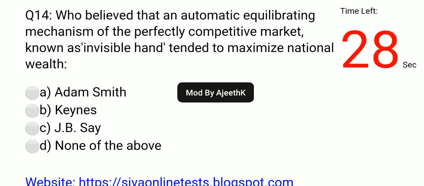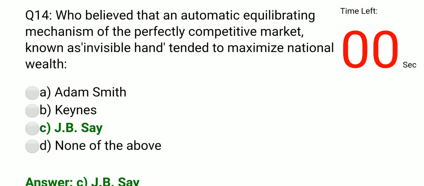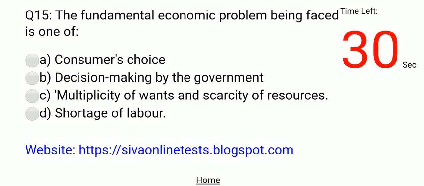Question 14. Who believed that an automatic equilibrating mechanism of the perfectly competitive market, known as the invisible hand, tended to maximize national wealth? Options. A. Adam Smith. B. Keynes. C. J.B. Say. D. None of the above. Answer. C. J.B. Say.